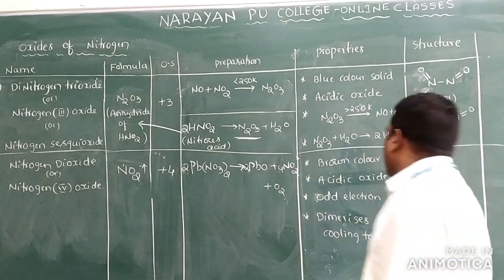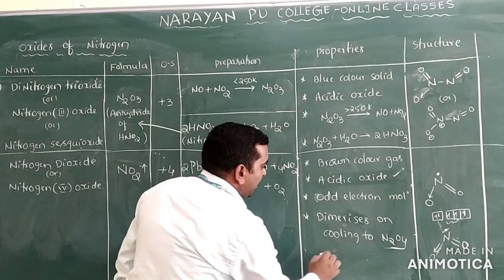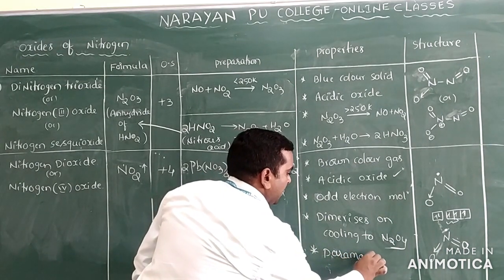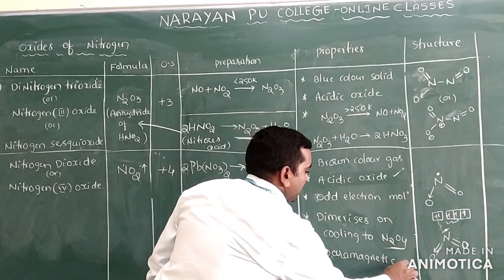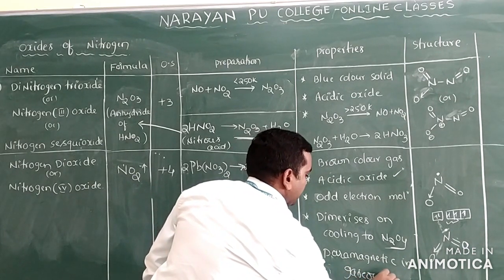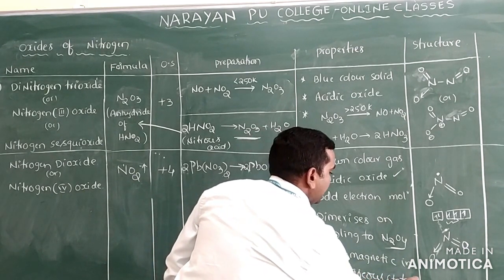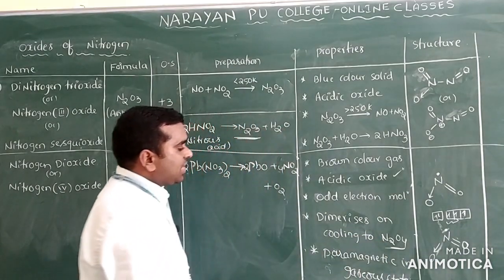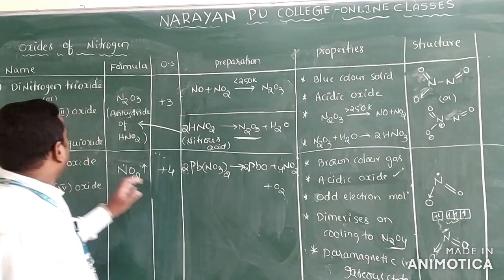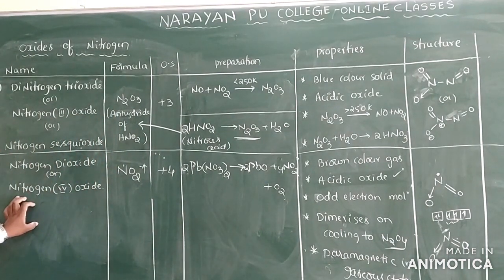If it is an odd electron molecule, another point we can write: it is paramagnetic. In which state? In the gaseous state. In the gaseous state, because in solid and liquid state it dimerizes, so that's why it is diamagnetic. Clear? So this is about nitrogen dioxide.